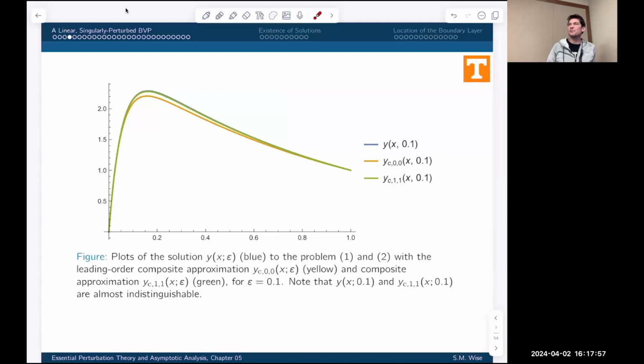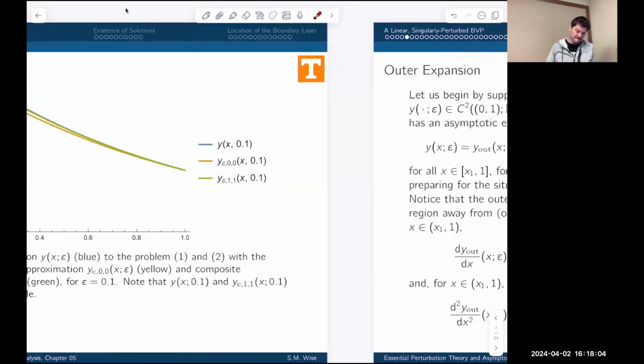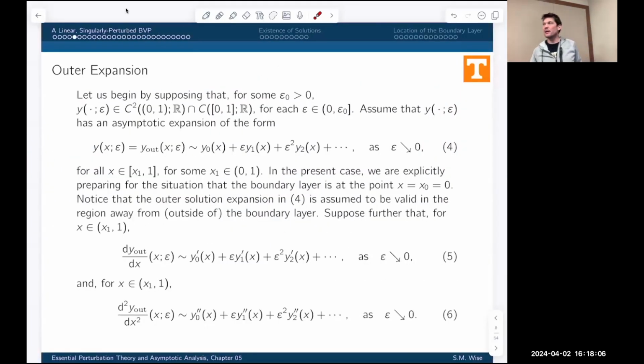But the inner region is going to be scaled by epsilon, as we'll see, and it will shrink as epsilon shrinks. So let's look at that outer layer.